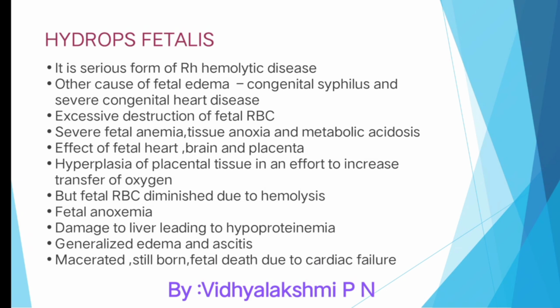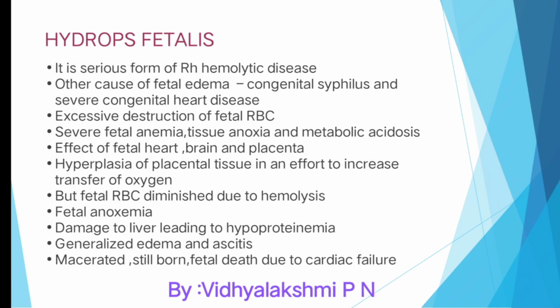In hydrops fetalis, what happens is the excessive destruction of the fetal RBC causes severe fetal anemia, tissue anoxia, and metabolic acidosis. These three conditions take place due to the destruction of fetal RBC. Fetal anemia, tissue anoxia, and metabolic acidosis affect the fetal heart, brain, and placenta.